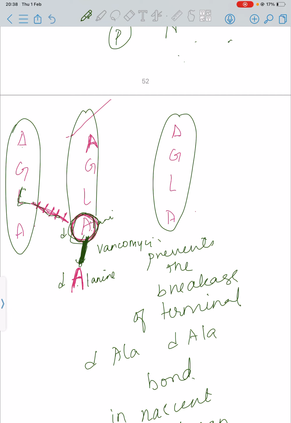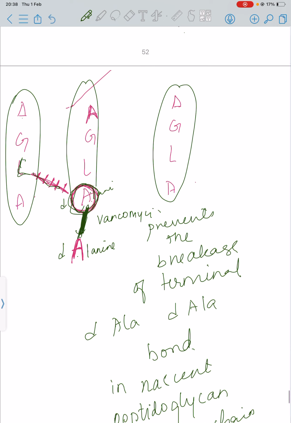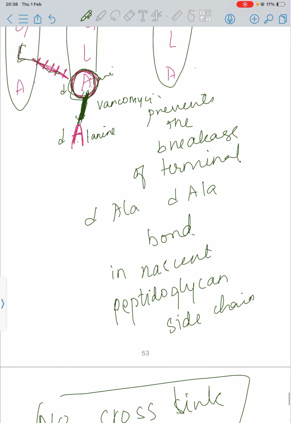But if this alanine does not separate, what happens? The cross-linking is not able to be formed, and because of the lack of cross-link, there is no stability. Got it? So vancomycin works by that mechanism.